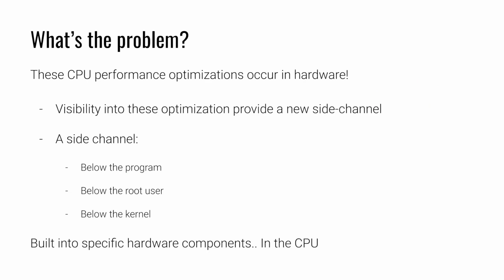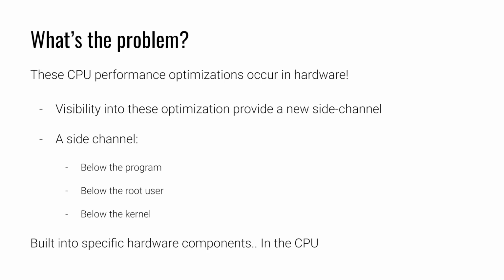Well, the problem is that one program can know if another program put a value in the cache by cleverly writing a program that accesses and times these accesses. And so this provides a new side channel that wasn't there before. And this is a side channel that we can't close by patching our program. The side channel exists below the program. It's not in the C code. It exists below the root user. It doesn't matter if it's the root user or it's the hacker user.